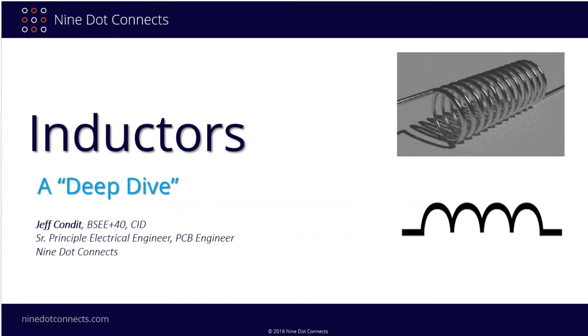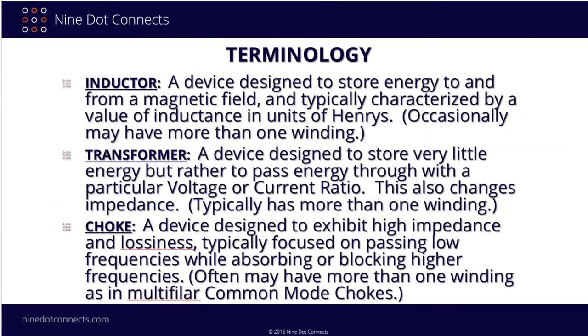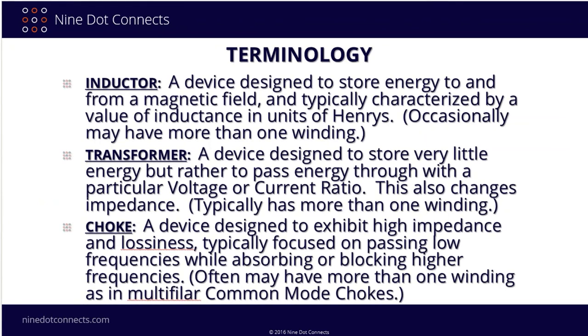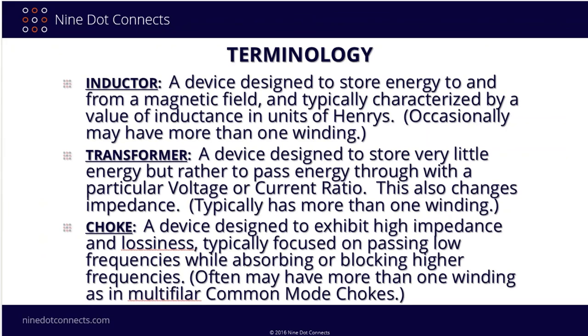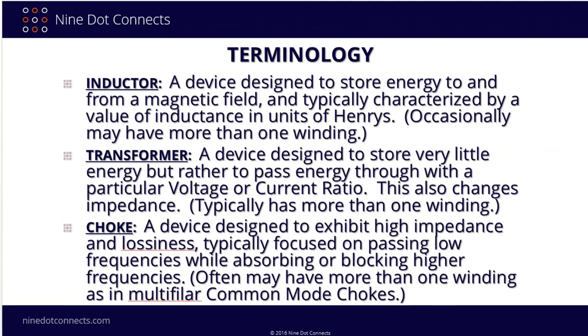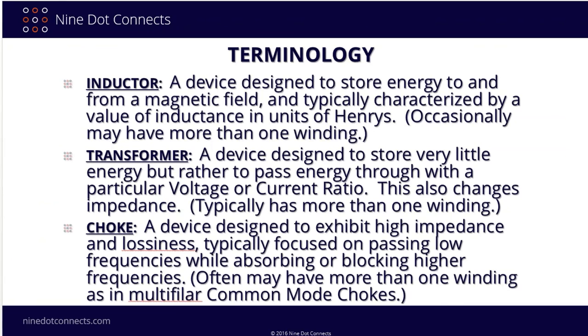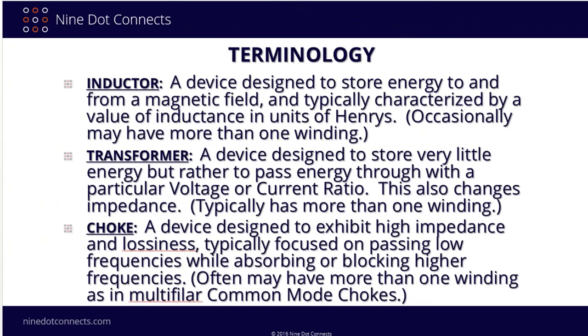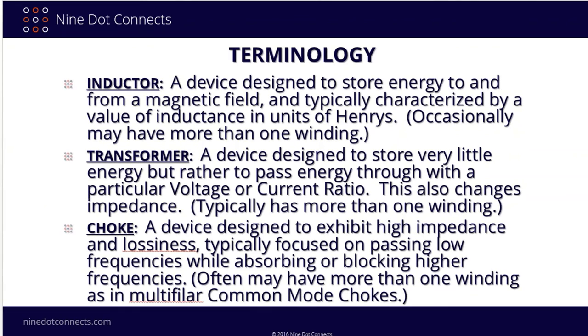First, terminology. There are three terms I'd like to go over because they seem to be confused in today's language: inductor, transformer, and choke. An inductor is specifically designed to store energy to and from a magnetic field, and is characterized by a value of inductance in units of Henrys. Occasionally it may have more than one winding, but it's still an inductor because it stores and releases the energy. A transformer is a device designed to store very, very little energy, but rather pass the energy through with a particular voltage or current ratio, hence it can change the impedance. Typically, transformers have more than one winding because they're passing something through, although they can be a single winding device with a tap on it, like an autotransformer.